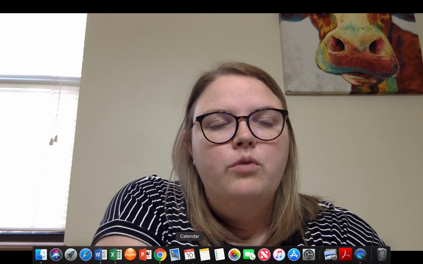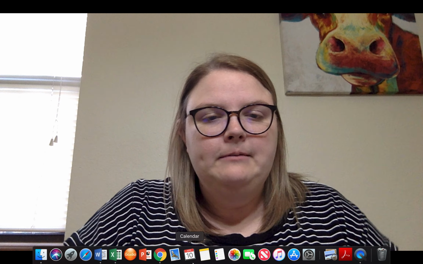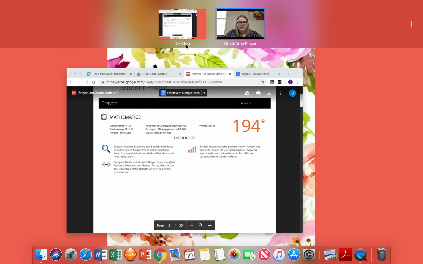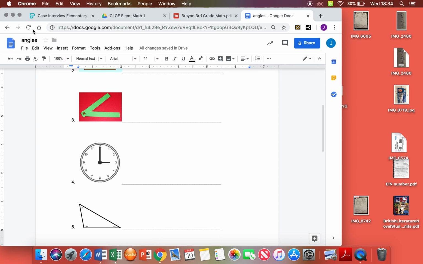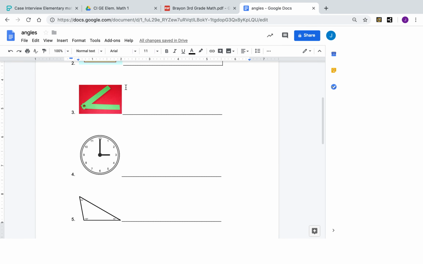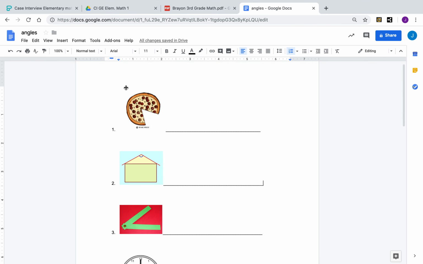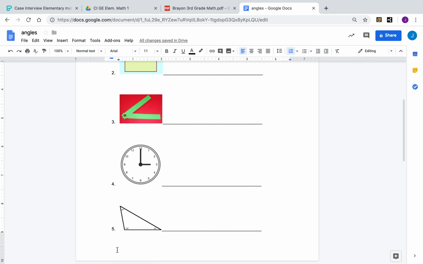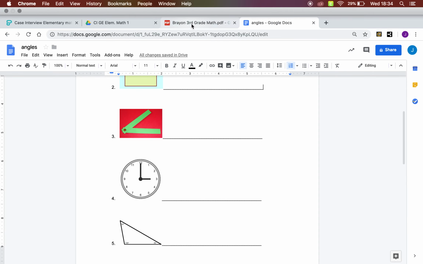And then we'll move on to the formative assessment, and it looks like this. It has things that he'll see every day in it, and things that we've talked about and things that we haven't talked about, but that he should still be able to identify the angles. The piece of pizza, an acute angle. The roof of the house, he should be able to identify that that is more than 90 degrees. And he sees a clock every day, and then an actual triangle to identify those angles.